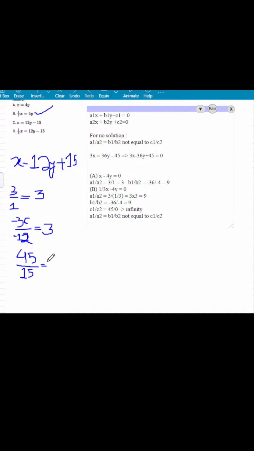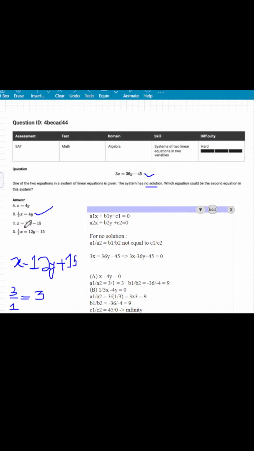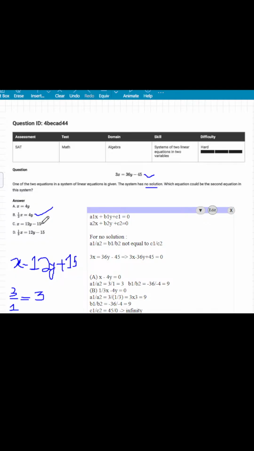So this is again 3. So for option C, all three ratios are equal. A1 by A2 is equal to B1 by B2, and that is equal to C1 by C2. So this is a case of infinitely many solutions. So here there are infinite solutions.